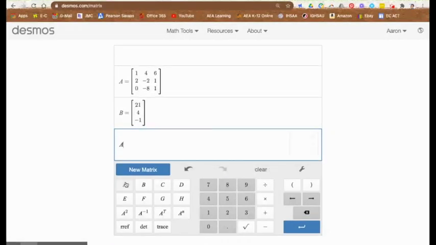Now when I do A inverse times B, there's my 3 answers. There's my X and my Y and my Z. So doing 3 equations, 3 unknowns got really, really easy if I know how to write the coefficient matrix, the constant matrix, and I can do this particular calculation.